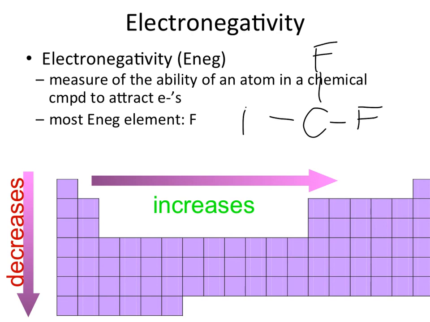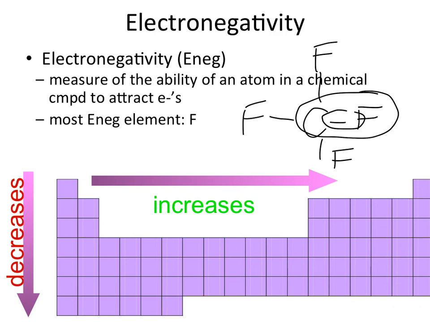We're talking about the sharing of electrons inside molecules. So if we look at something like this, we look at the electrons and how they're being shared between the carbon and fluorine atoms in this bonding set here. So please make sure you're differentiating between electronegativity and electron affinity.